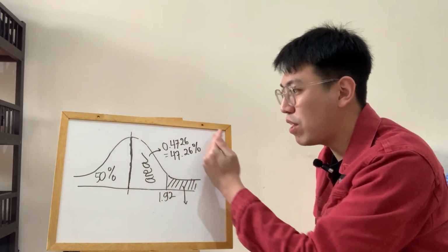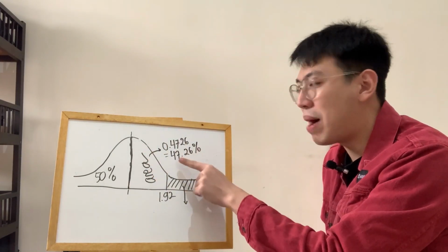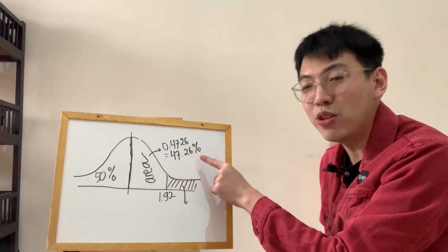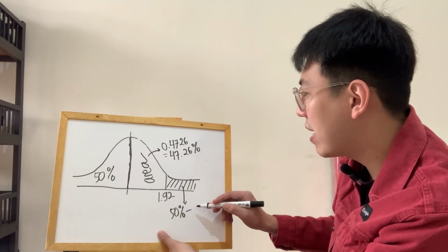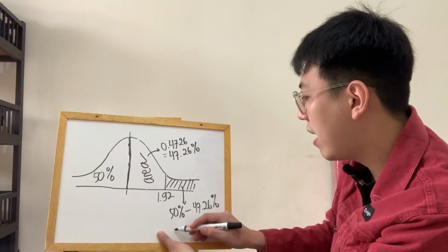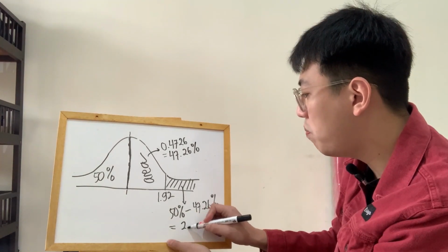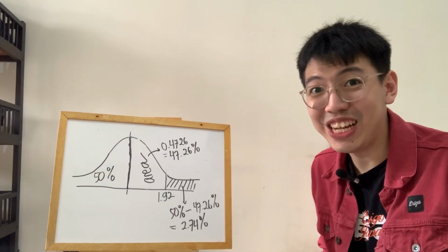If I ask you what is the area of this? Simply, this is 50%, because this is half of the bell curve, minus 47.26. So this is 50% minus 47.26%. It will equal 2.74%. Is it clear?